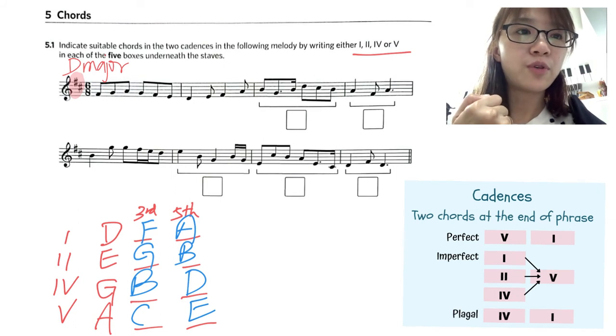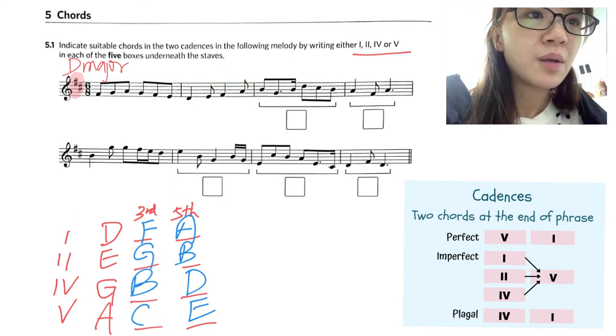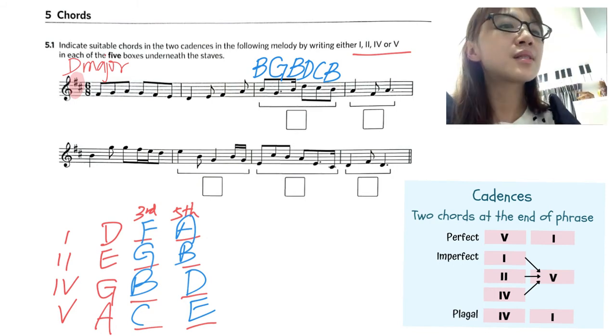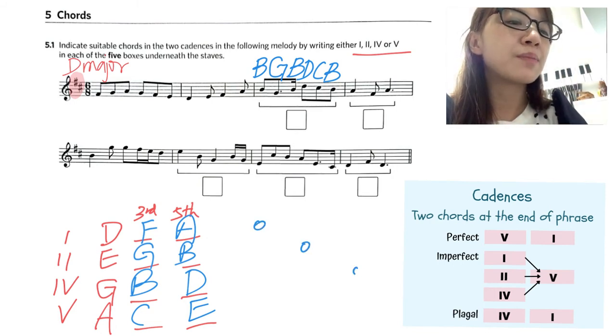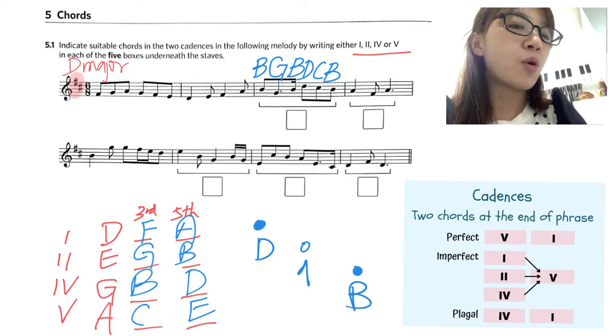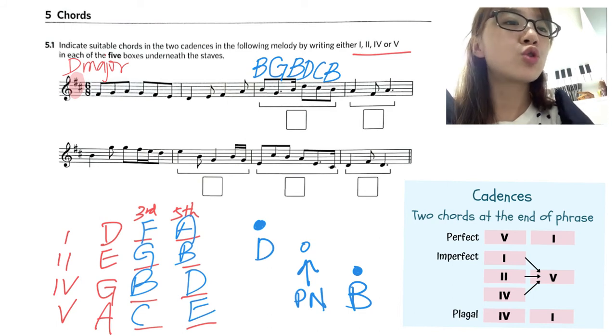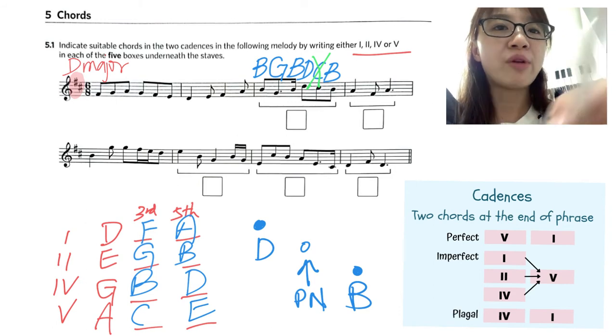So now the first one, write down the letter names. B, G, B, D, C, B. When you have something stepping down, for example in this case, D is the chord note. B is the chord note. This is called a passing note. It's not considered as a chord note. So you don't have to consider the C. So you only consider B, you have a G, you have a D. So G, B, D is chord 4.